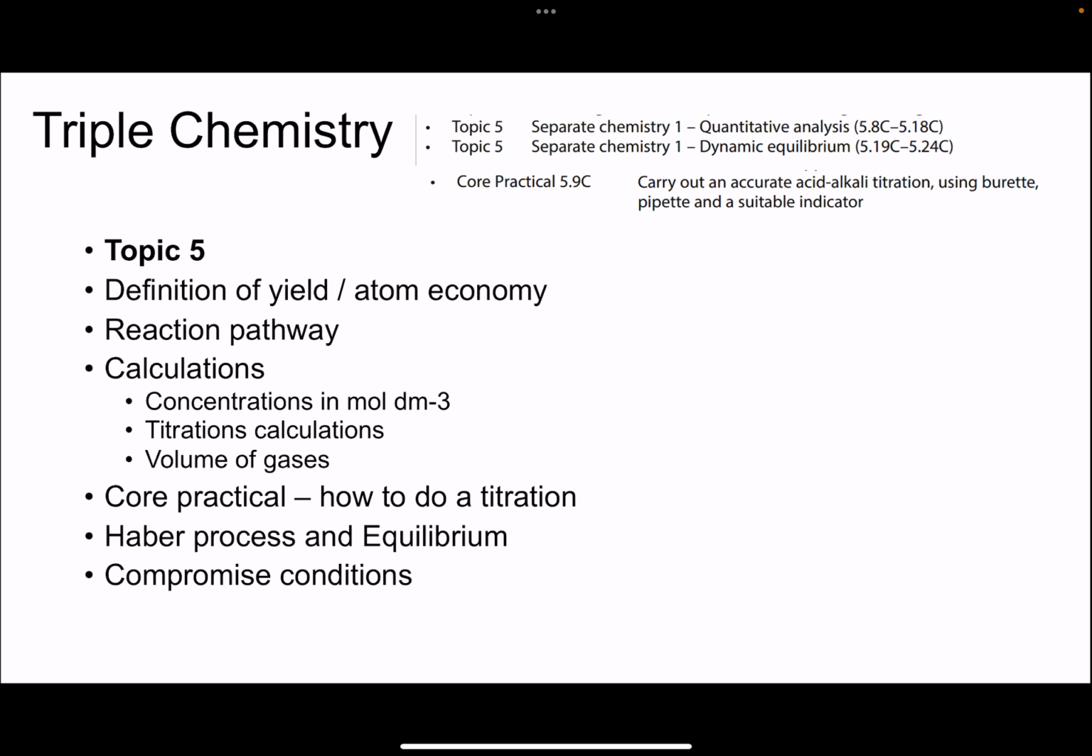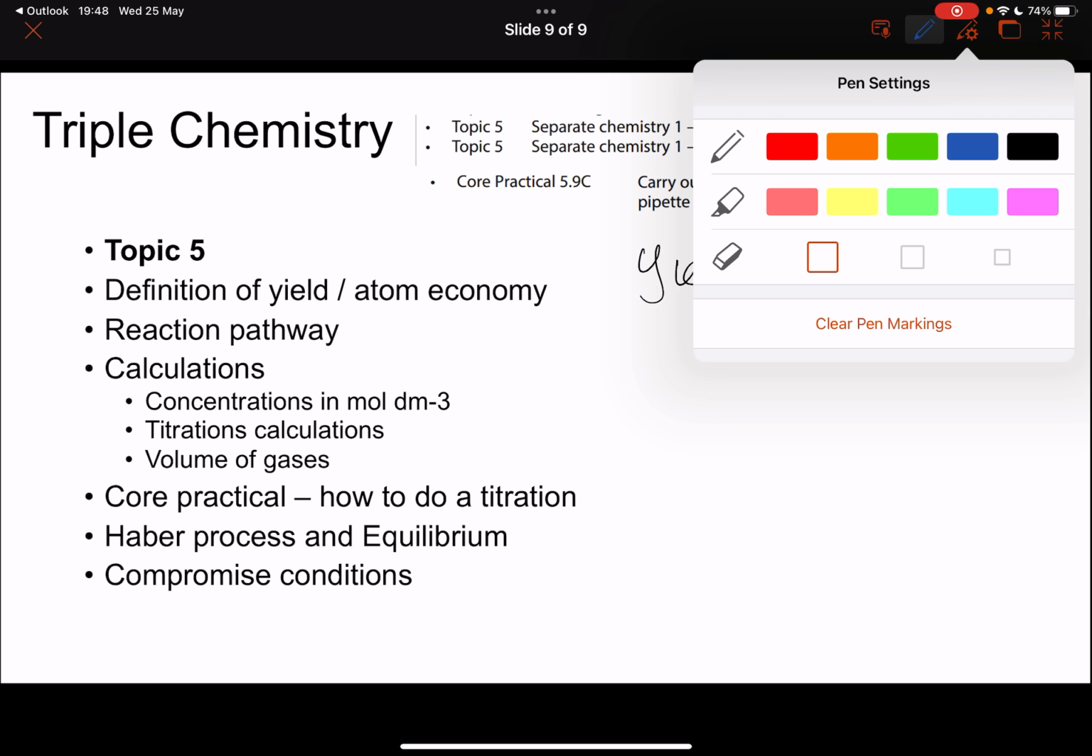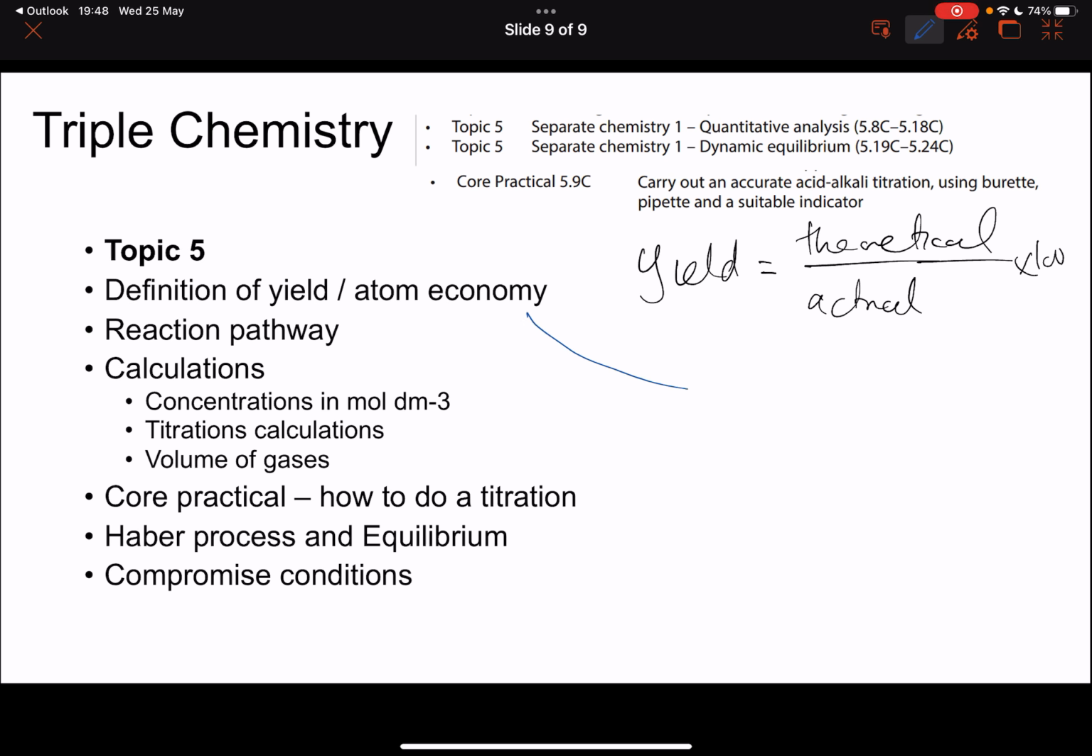Now, according to your additional information, the things to focus on: what are yields? Yield is actual mass over theoretical yield times 100. Now you are expected to learn all your formulas. Your formulas are not given, unlike physics. Atom economy is the formula mass of useful product over formula mass of total reactants times 100.